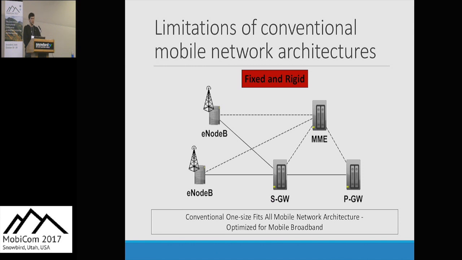And the reason is that conventional architectures follow a one-size-fits-all approach, where basically you have some sophisticated hardware boxes like MMEs or eNodeBs and so on that are interconnected in a fixed topology, and they're generally optimized for the case of mobile broadband. So in this fixed and rigid architecture, it's not very easy to deploy other types of services that might have different requirements.